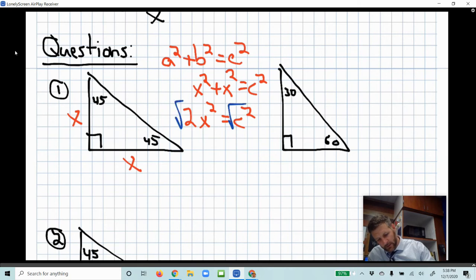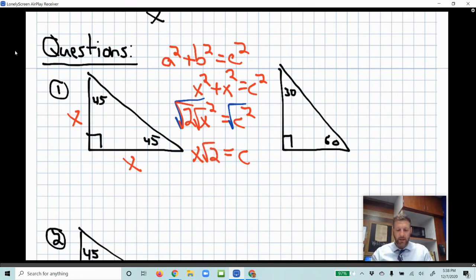Square root, square root. So on the right side, I get c equals the square root of x squared, which is simply x. And the square root of 2 is the square root of 2. And so you can see right there that the hypotenuse is x square root 2.